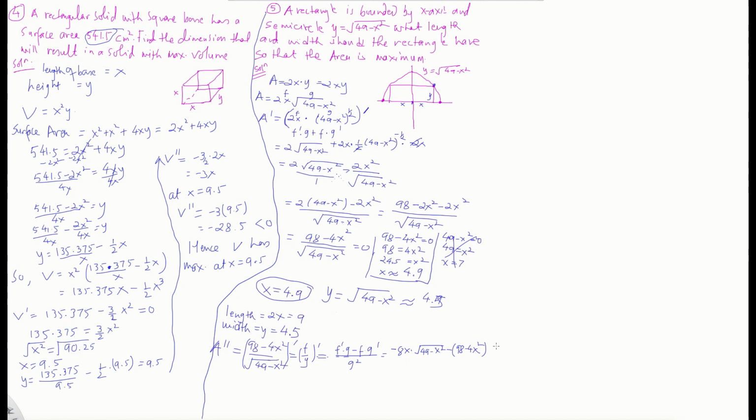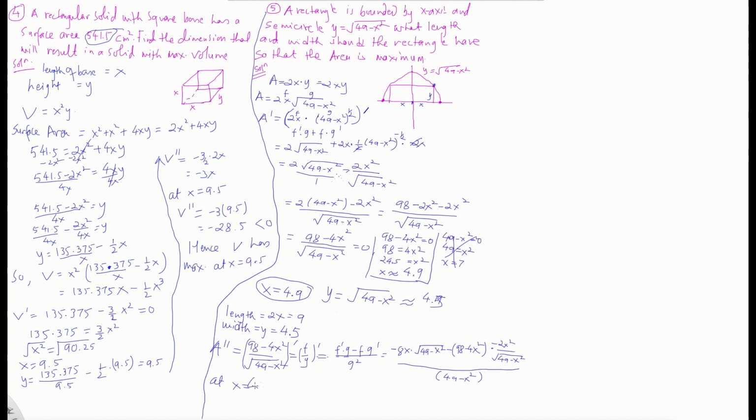How did we find the prime of g? What was g here? This is the same g as that g, right? What was the g prime? g prime was negative x over the square root of 49 minus x squared, right? So times negative x over the square root of 49 minus x squared. That's what you get. Divide by g squared. That is 49 minus x squared only, because the square of the root will cancel with the square.